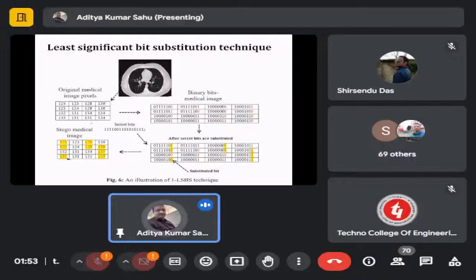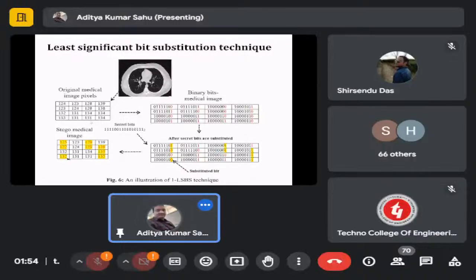Now, this is what we do in embedding, and the extraction I haven't explained, and it is quite the opposite of this embedding process. I mean to say, the receiver will be receiving the stego medical image. From there, it will extract a four-by-four block, and then it will find the binary of these bits in the pixels, and then the last bit it will take, right? Then it will get the secret information, or secret message, or secret bits.